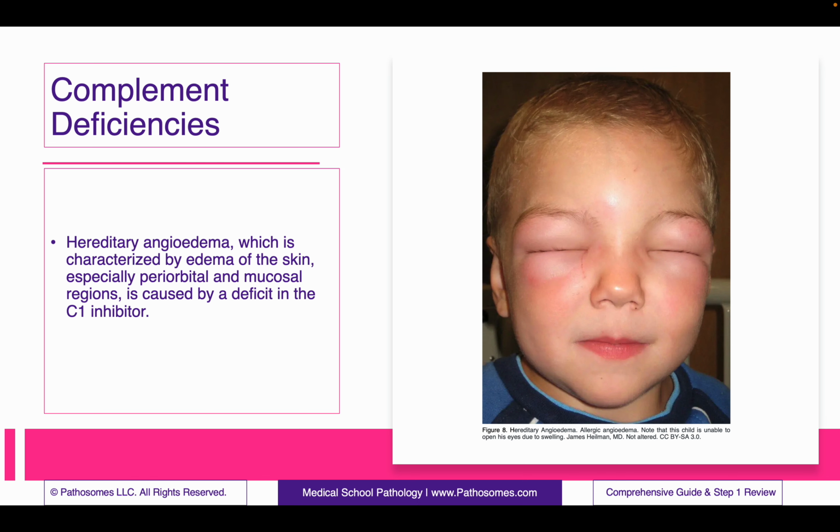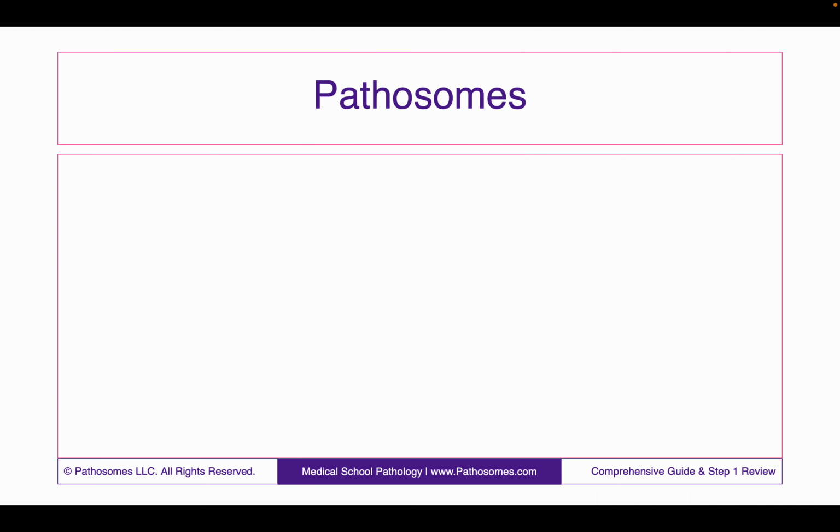Here we have our young friend again with hereditary angioedema, likely due to a complement deficiency. Hereditary angioedema, which is characterized by edema of the skin, especially periorbital and mucosal regions, is caused by a deficit in the C1 inhibitor.